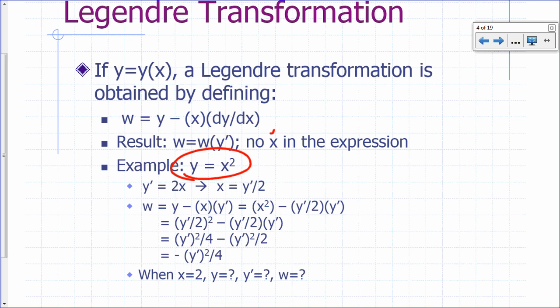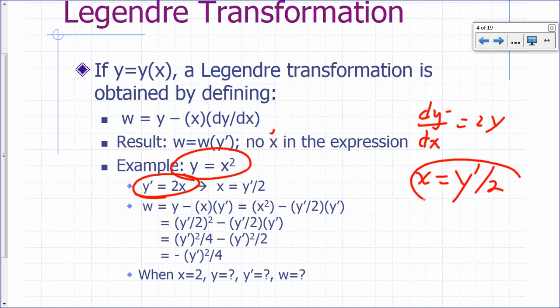Okay? What's the derivative of y with respect to x? 2x, right? So the derivative of y with respect to x is 2x. That means, what is x then? x is equal to y prime over 2, right? So x is just y prime over 2.